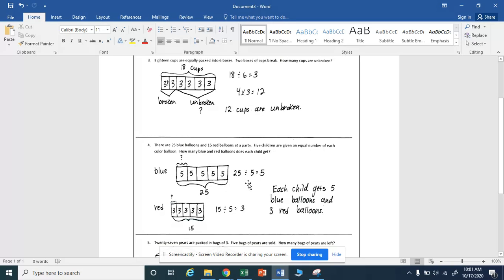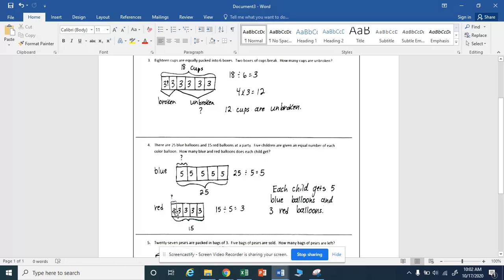Okay, now we want to see how many red balloons each child gets. Same again, we know that we have 5 children. 1, 2, 3, 4, 5. And we want to divide 15 into those 5. We want to divide 15 balloons up and give them to those 5 children. So here we go. 2, 3, 4, 5, 6, 7, 8, 9, 10, 11, 12, 13, 14, 15.